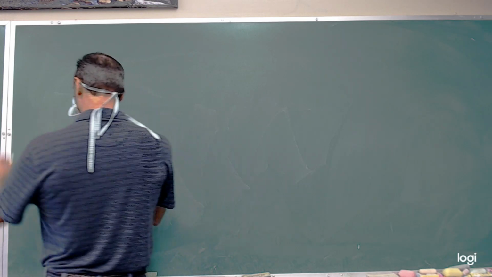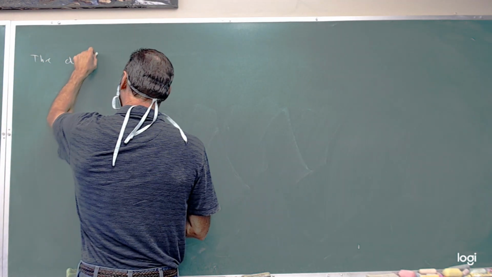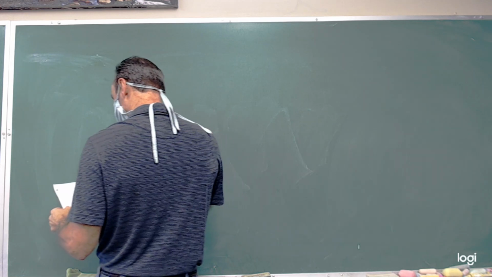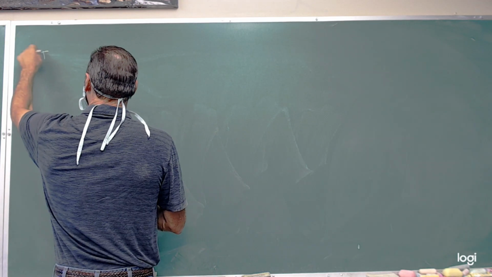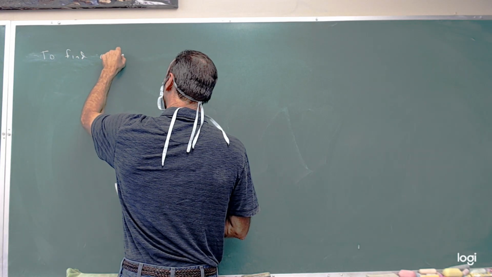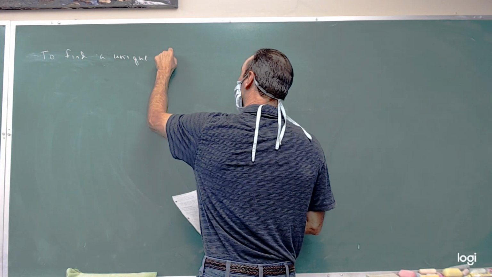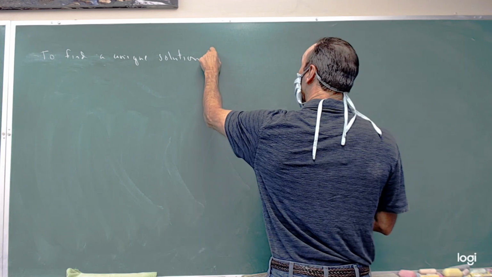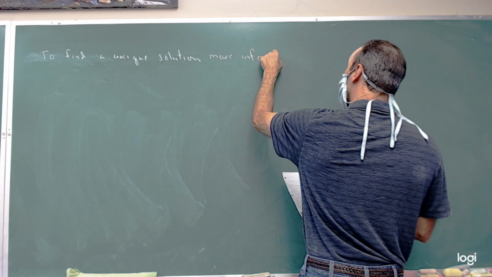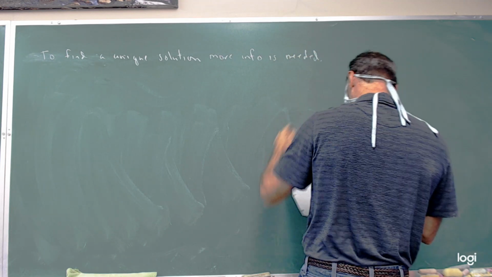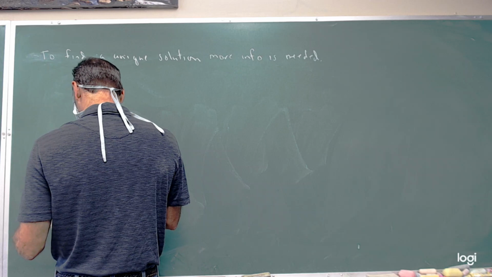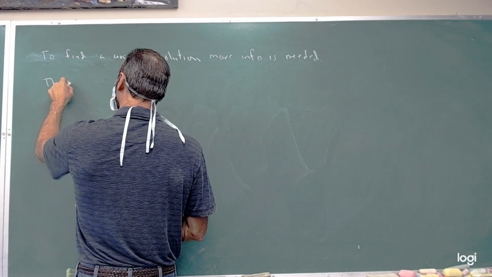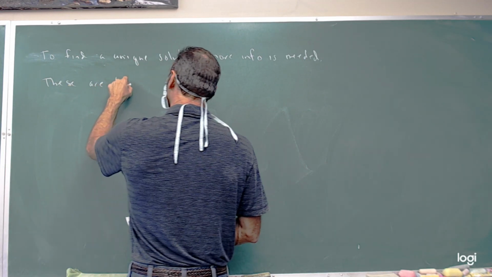Hold on, I skipped a part there. To find a unique solution from our general solution, more information is needed. These are known as initial conditions.